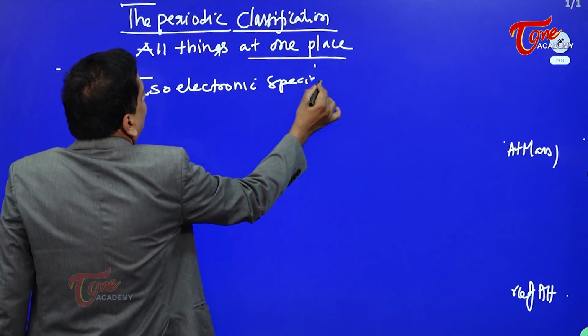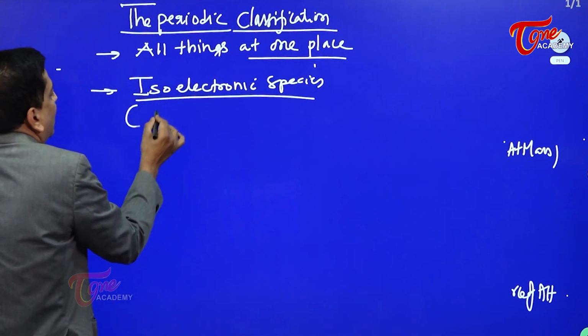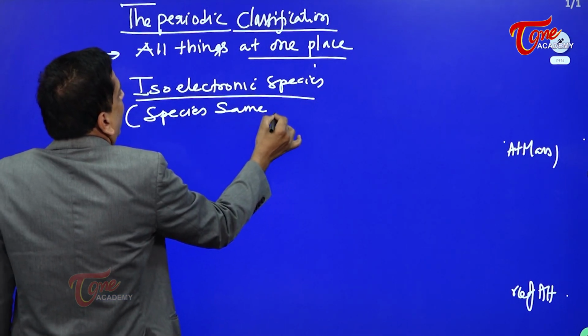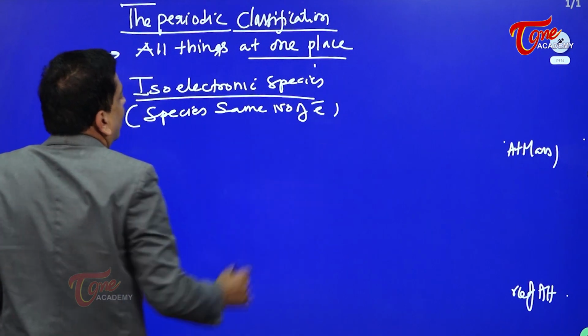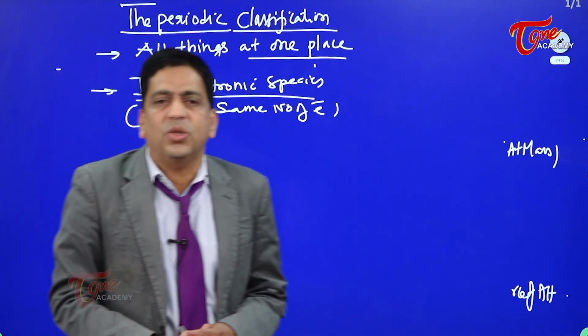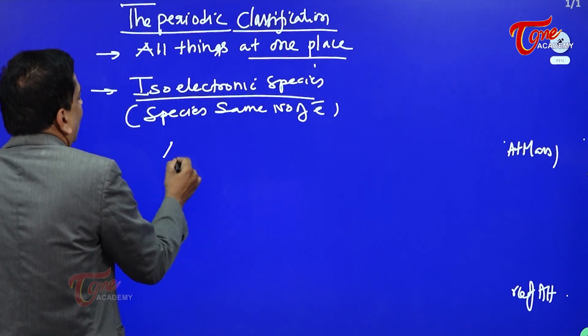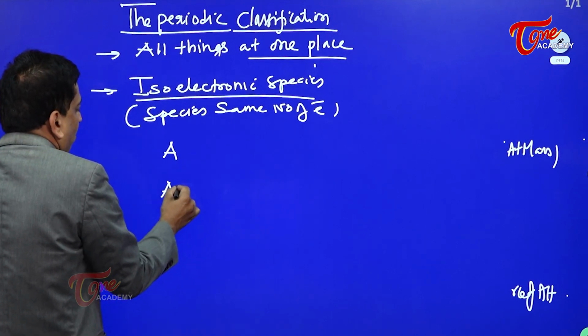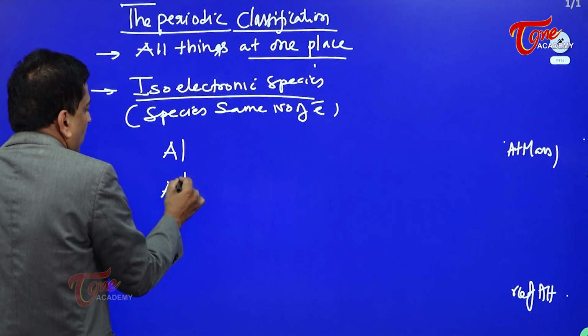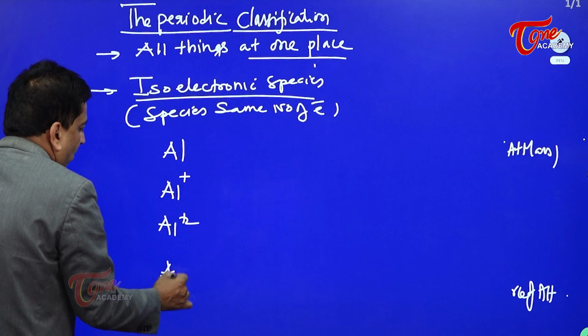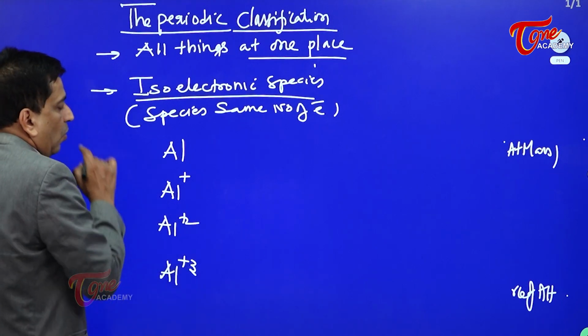Isoelectronic species, that is the species with the same number of electrons, you must understand. Take the case of aluminium. You have aluminium plus, you have aluminium plus 2, and you have aluminium plus 3, right?